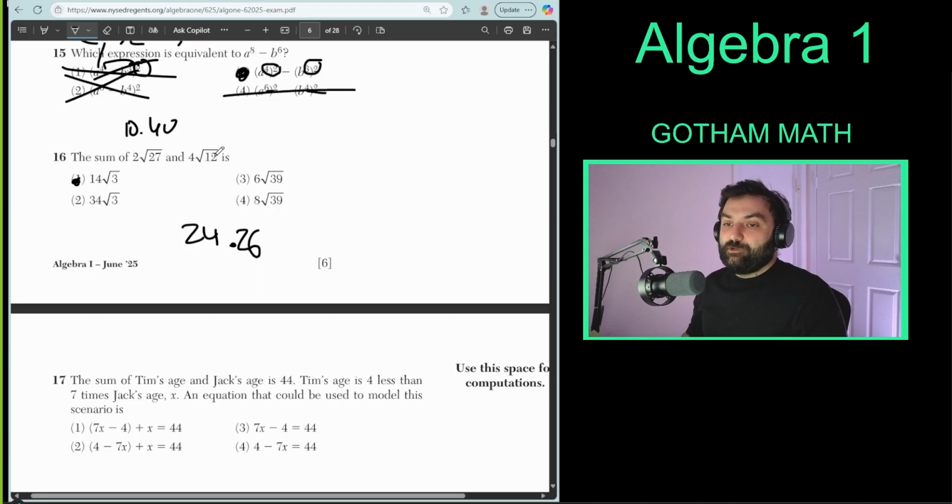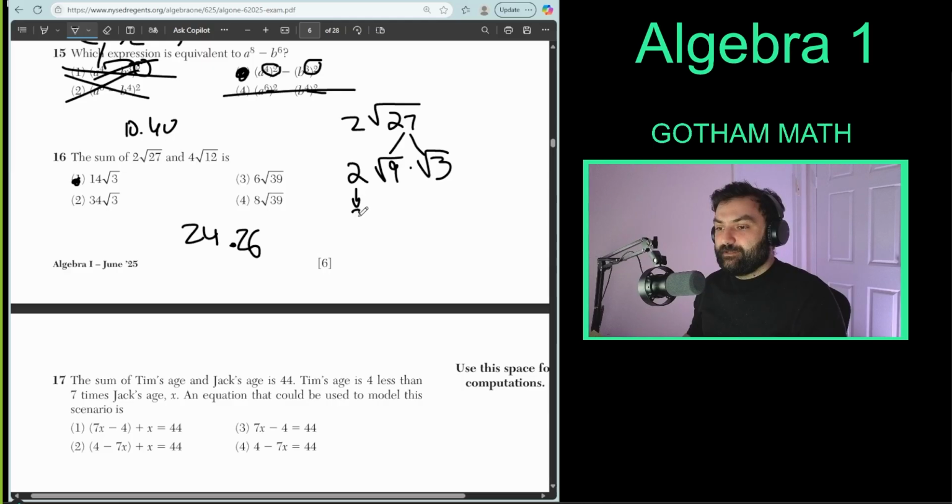Now the official way. 2 radical 27. Radical 27 breaks down into 2 radicals multiplied to each other, one being 9 and another is 3. Well, this copies down. Radical 9 becomes a 3, and radical 3 just tags along. And now we have to multiply 2 and 3, which gives us 6 radical 3.